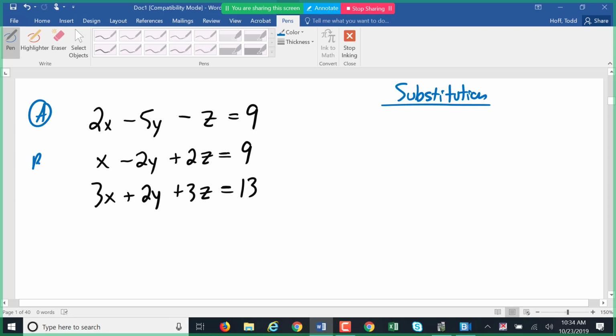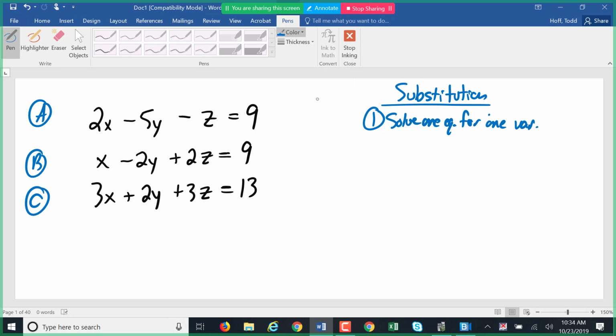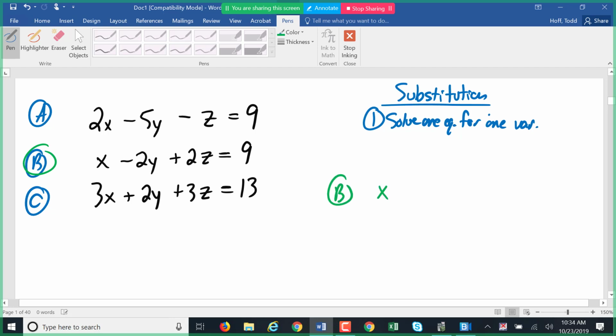So I'm going to label them A, B, C. And for substitution, just like all the others, just like 2 variables, step 1 is to solve 1 equation for 1 variable. So I'm going to pick equation B. So I'm going to solve equation B for the variable x.